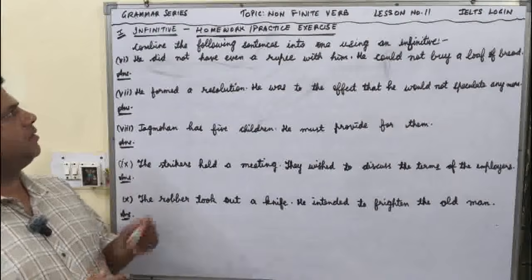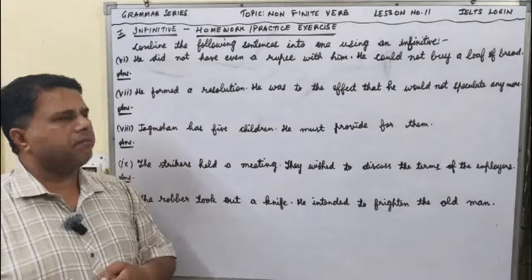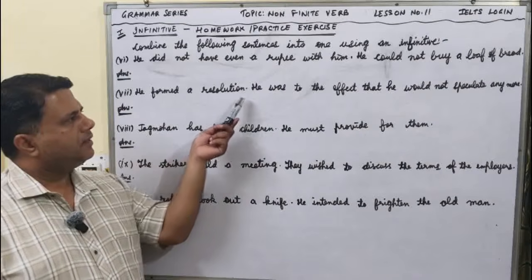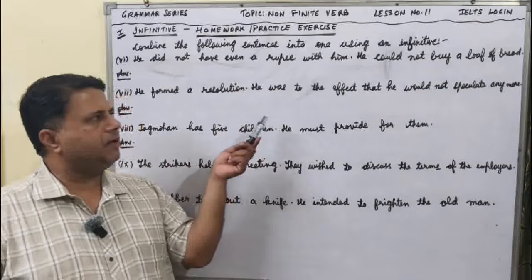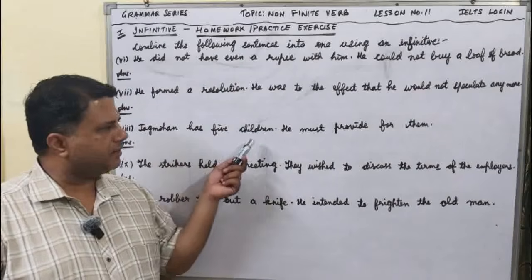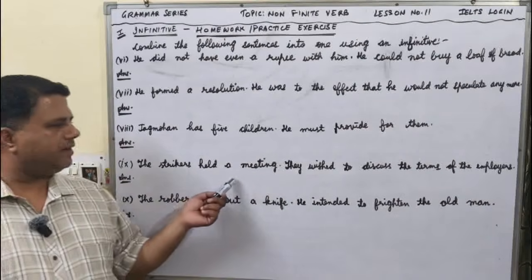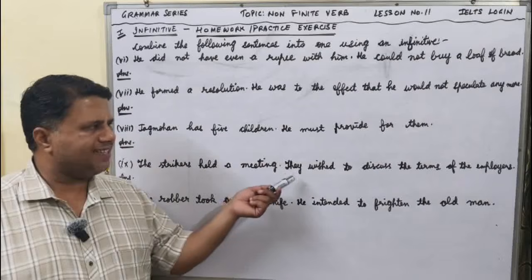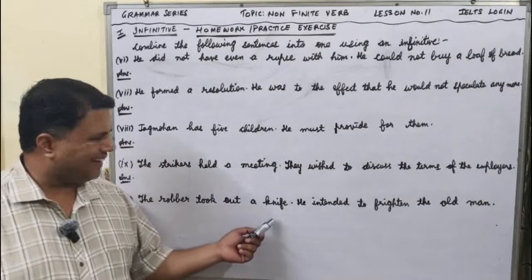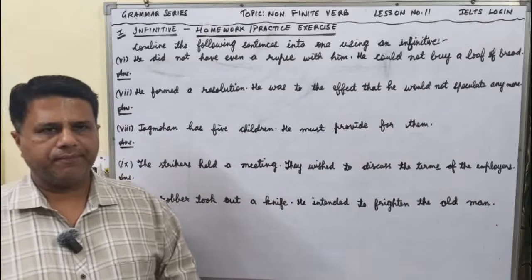Next 5 examples now. He did not have even a rupee with him. He could not buy a loaf of bread. He formed a resolution. He was to the effect that he would not speculate anymore. Jagmohan has 5 children. He must provide for them. The strikers held a meeting. They wished to discuss the terms of the employers. The robber took out a knife. He intended to frighten the old man.